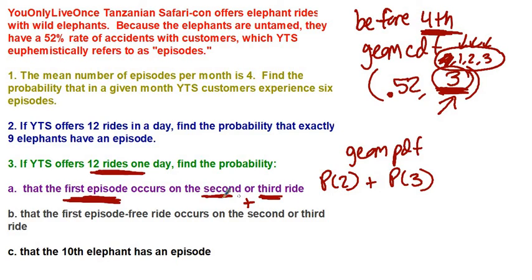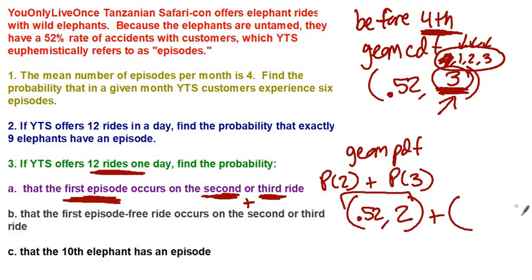That's not going to help us with this one though, because we want to know the 2nd or 3rd. It's not asking us before the 3rd, so we don't want to include the first time, only the 2nd and the 3rd. So we need to use Geom PDF. For the first one, our p-value is going to be 0.52, and our x value is going to be on the second one. And then the second one, we want it to occur on the 3rd. So you add those 2 together, and I will do it along with you right now.